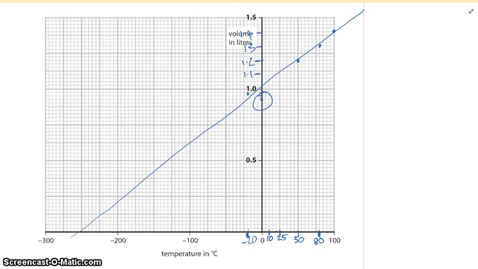And the final thing that the question asks us is use the graph to find the temperature of the gas when the volume is 0. You can see that's where mine crosses the x-axis, and that's a value of minus 250 degrees centigrade. And again, as long as you're accurate to within 1 square, it's wherever your line crosses your graph that you get the mark for there.